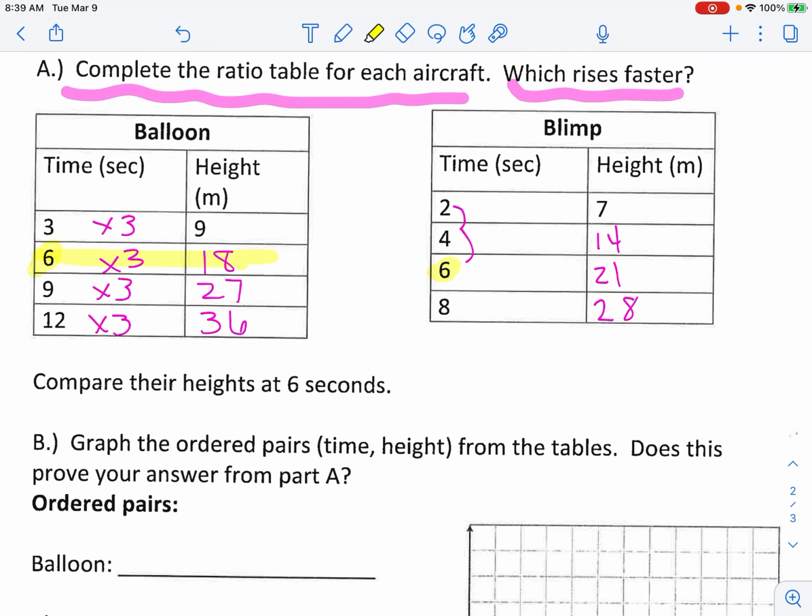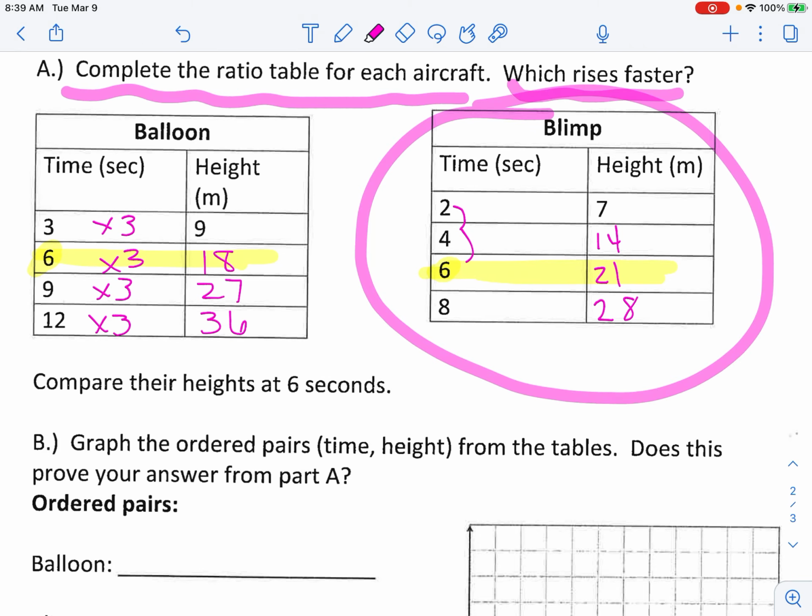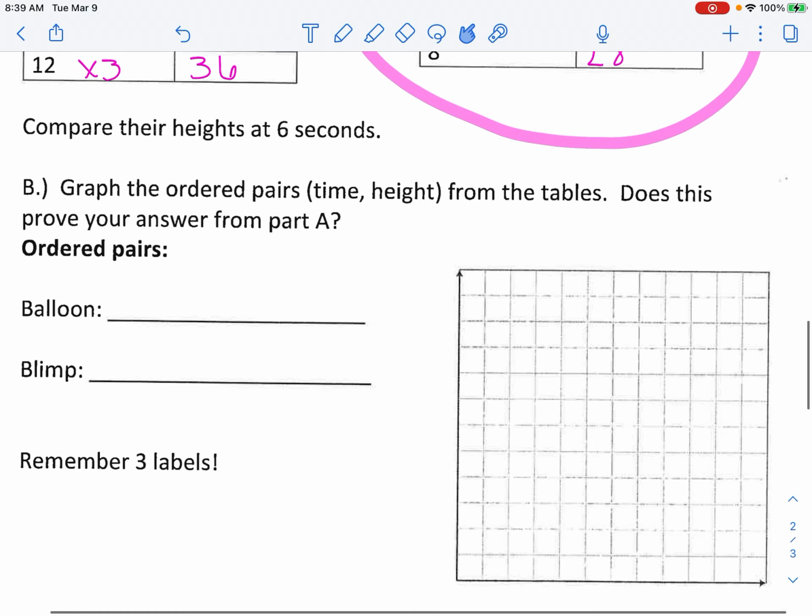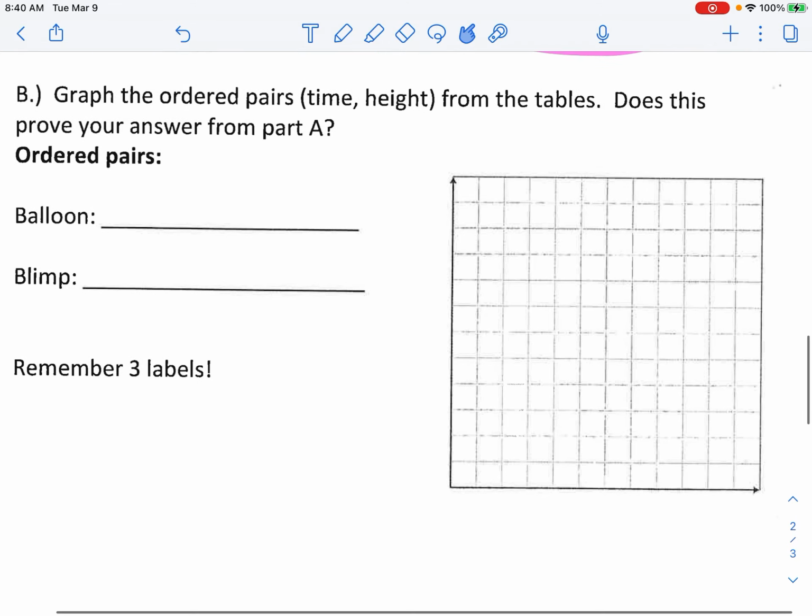So the balloon can rise 18 meters in 6 seconds. But the blimp can rise 21 meters in 6 seconds. So our blimp is rising at a faster rate. Compare their heights at 6 seconds. Okay, so last problem. Graph the ordered pairs, the time and the height from the tables. Does this prove your answer from part A?